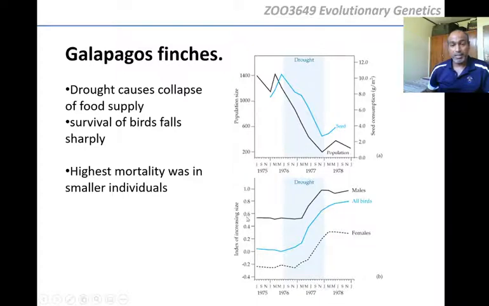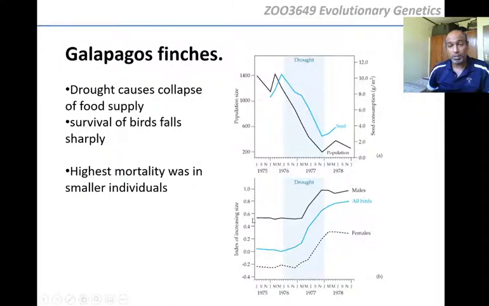This is an index of increasing size, where size is bigger up here and smaller down there. Look what happens. Here's the drought again in blue. Before the drought, these are males, these are all, and these are females, right? It doesn't matter which line we look at. Before, there were few that were this size here. All of them were this size here.